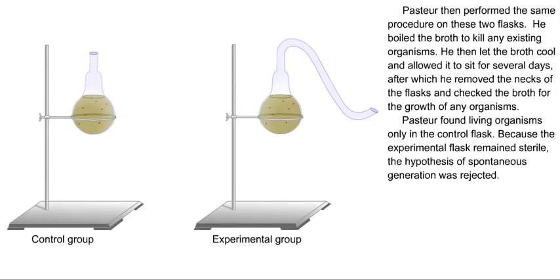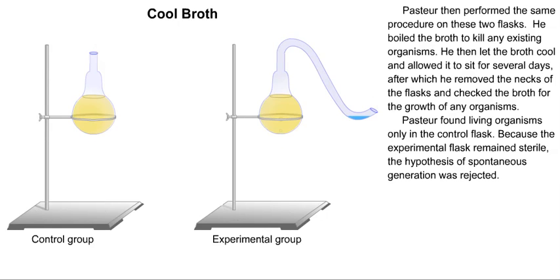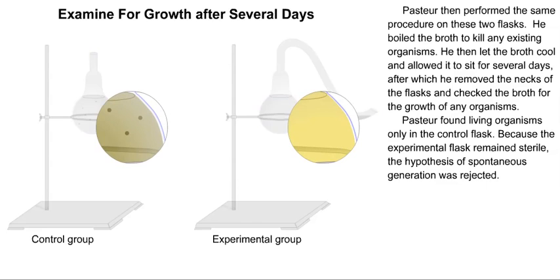Pasteur then performed the same procedure on these 2 flasks. He boiled the broth to kill any existing organisms. He then let the broth cool and allowed it to sit for several days, after which he removed the necks of the flasks and checked the broth for the growth of any organisms.